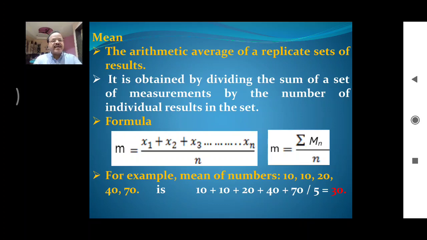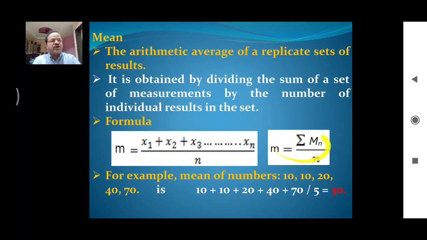Now the arithmetic average is taken. The sum of all these results is taken and divided by the number of measurements, that is 3, and we can obtain the mean for these measurements. It is obtained by dividing the sum of measurements by the number of individual results in the set. So this is the formula: x1 + x2 + x3 up to xn divided by n, the number of measurements. So the mean is given by this formula.